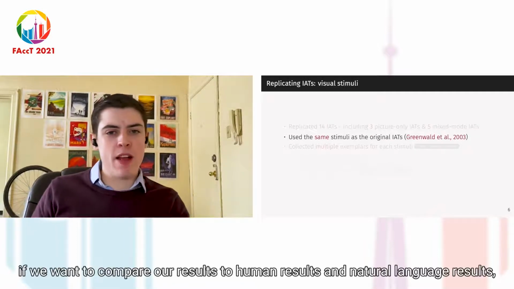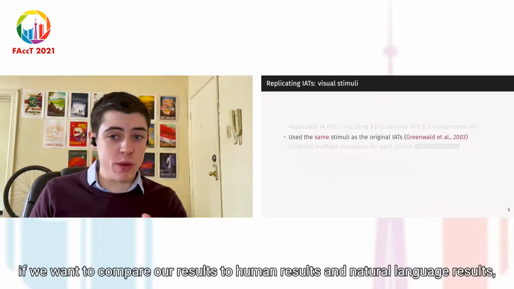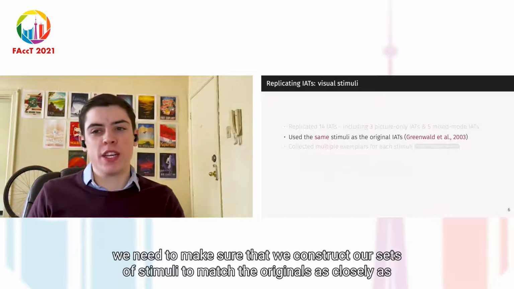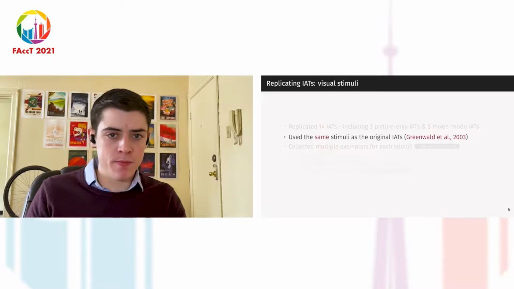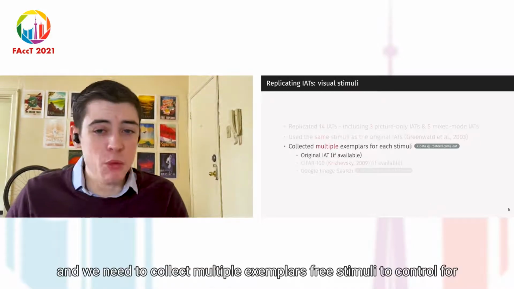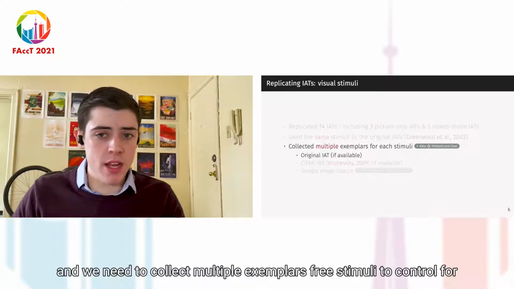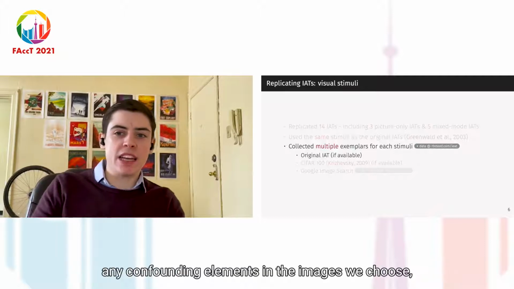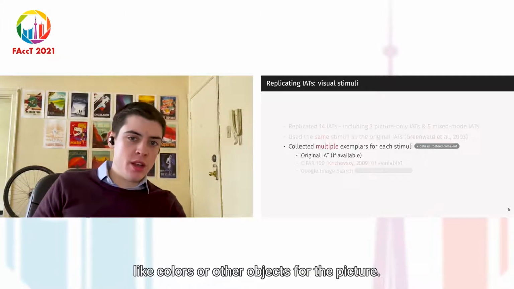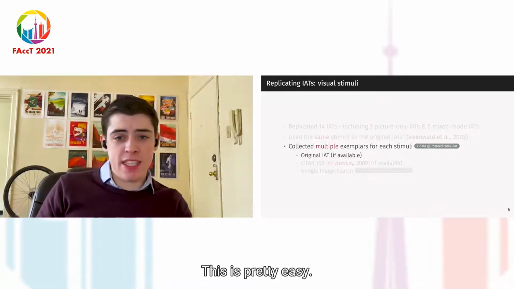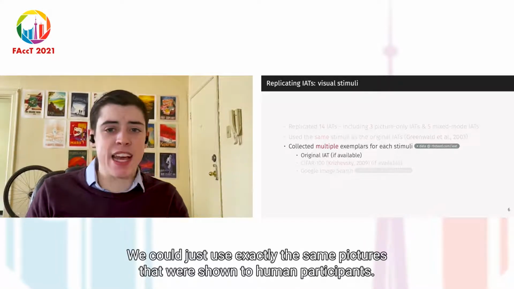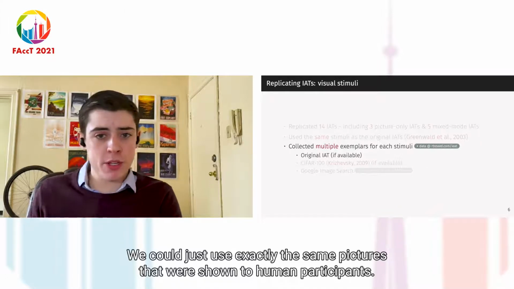Now, if we want to compare our results to human results and natural language results, we need to make sure that we construct our sets of stimuli to match the originals as closely as possible. And we need to collect multiple exemplars for each stimulus to control for any confounding elements in the images we choose, like colors or other objects. For the picture IATs, this is pretty easy. We can just use exactly the same pictures that were shown to human participants.